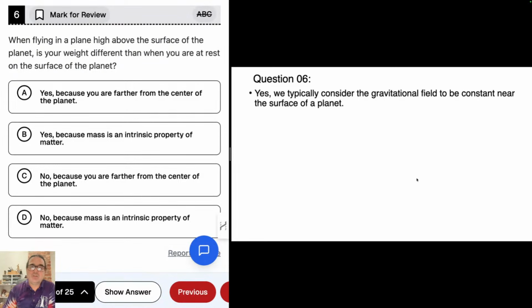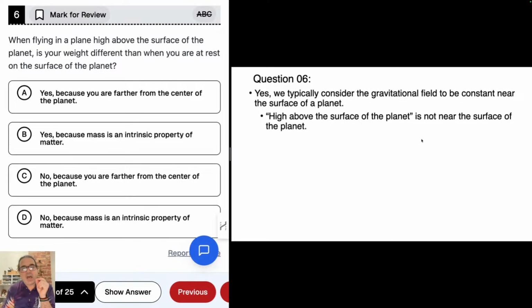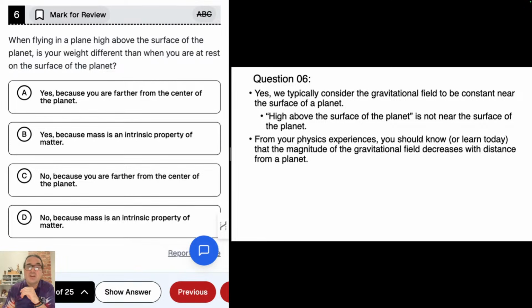Okay. So, yes, we typically consider the gravitational field to be constant near the surface of a planet. However, in this question, it says high above the surface of the planet. That is not near the surface of the planet. So, from your physics experiences, or you should know, or at least learn today, that the magnitude of the gravitational field decreases with distance from the planet. So the correct answer is A.